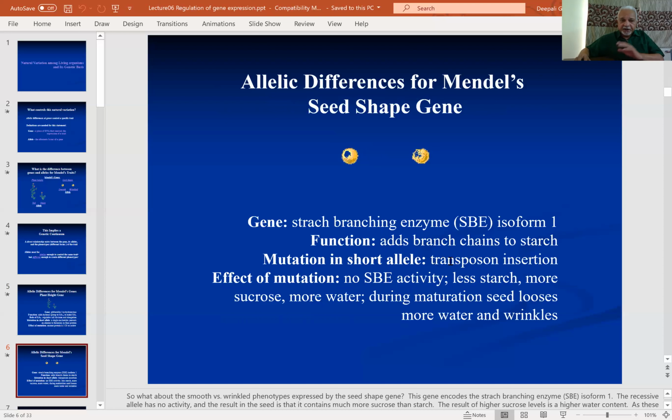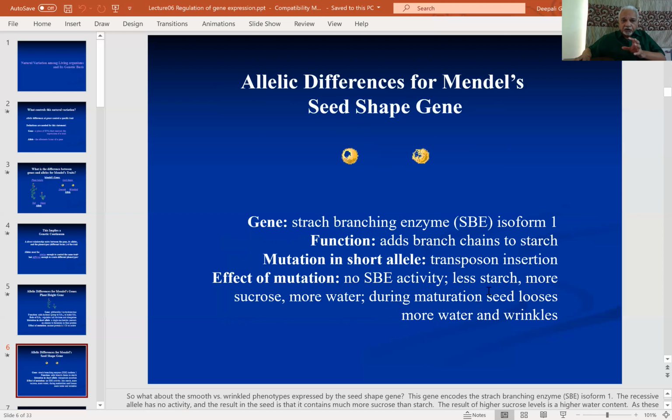Now, if there is a mutation by transposon insertion into this gene, the effect of this mutation is that at maturation, the seed loses more water and it creates wrinkles. Okay, so again, this smoothness is provided by the intact gene and its ability to synthesize complex carbohydrates. But a mutation in this is responsible for the seed to lose more water and create wrinkles in them.